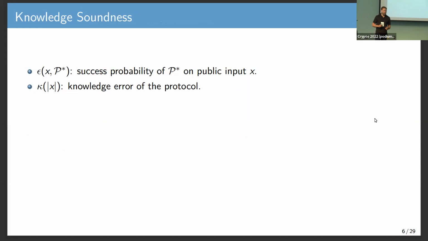There are a number of figures of merit that are of interest. For instance, the success probability of the prover P star. You can imagine that if this prover succeeds with larger probability, it's going to be easier to extract a witness out of this prover. So this epsilon denoting the success probability is going to be an important figure of merit. And then we also have the knowledge soundness, or the knowledge error kappa, which is informally the cheating probability of a dishonest prover. So basically, we aim for this knowledge error to be as small as possible.